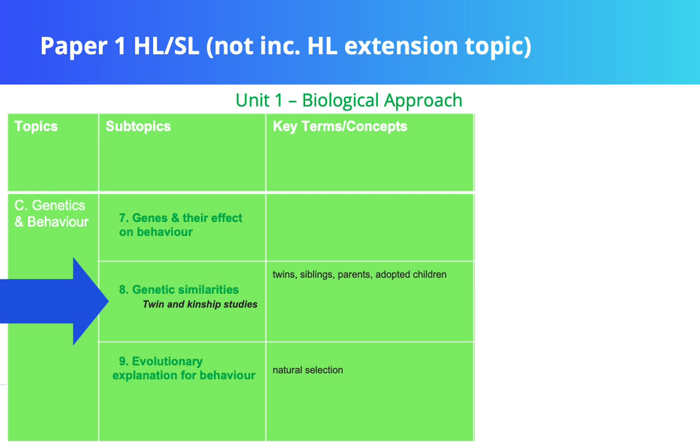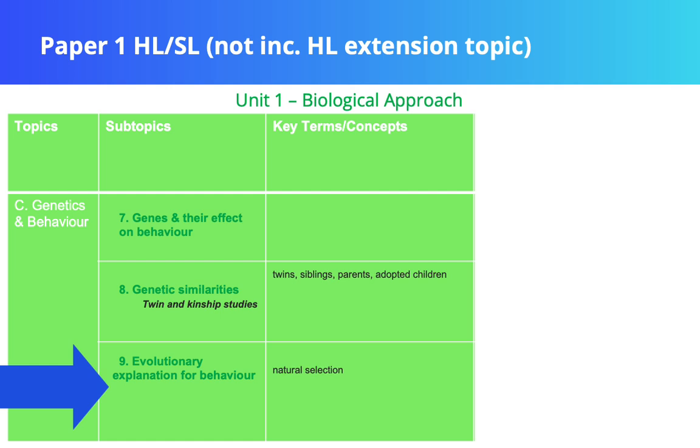Twin studies look at children that have been born at the same time, so they're the same age, and they may be monozygotic or they may be dizygotic. And subtopic number 9 is asking you to think about applying Darwin's concept of evolution to behaviour. So we need to stay focused on research that looks at the idea that perhaps behaviour that exists within us today has evolved over time due to it being beneficial. And this would be due to the process of what Darwin coined the term natural selection.